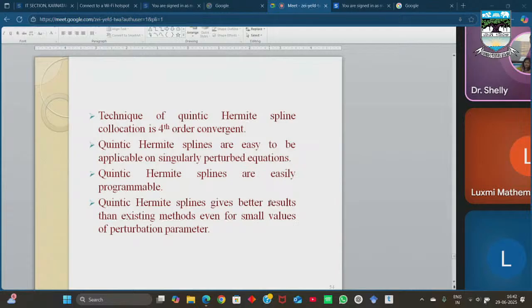As I have shown, quintic Hermite splines can be applicable to any type of equation. They can be applicable even to higher order equations of order 3, 4 and 5, such as the KdV equation, Rosenau equation, Kuramoto-Sivashinsky and Fisher-Kolmogorov equations. Quintic Hermite splines can easily be applied to these equations.